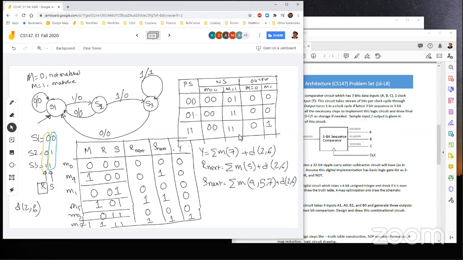So far, so good. Shouldn't 7 be included for R next as well? Oh yes, thank you very much. Yes, that's true, because R next is 1, 1, 1. Oh, R next is 1 with the M7. Thank you. So yeah, 5, 7, 5, 7.